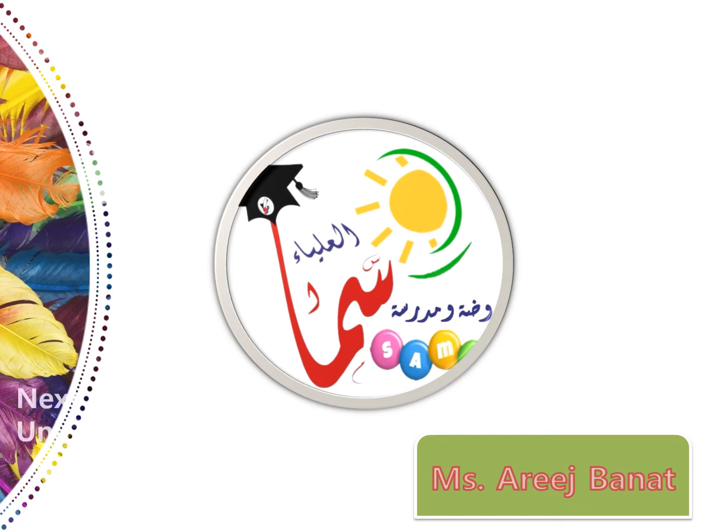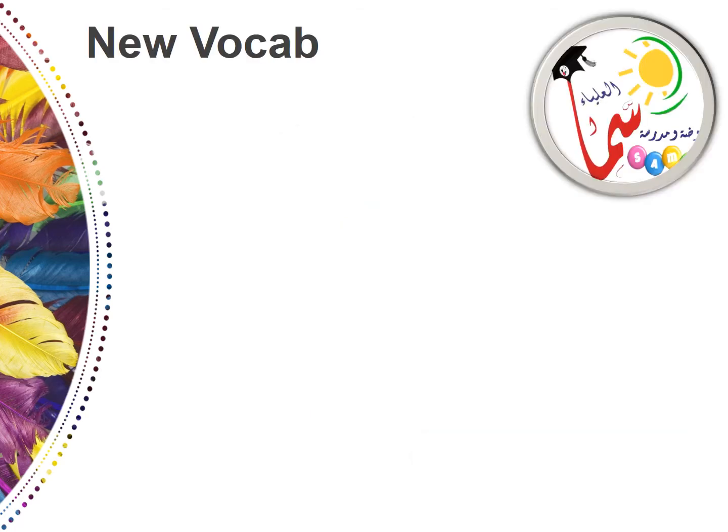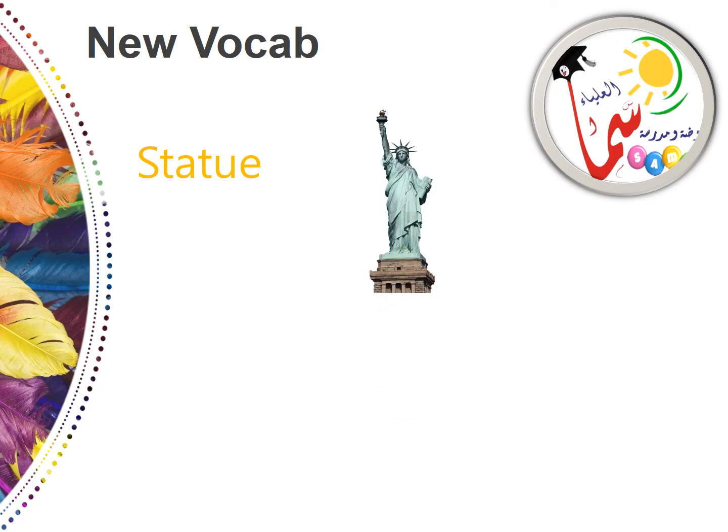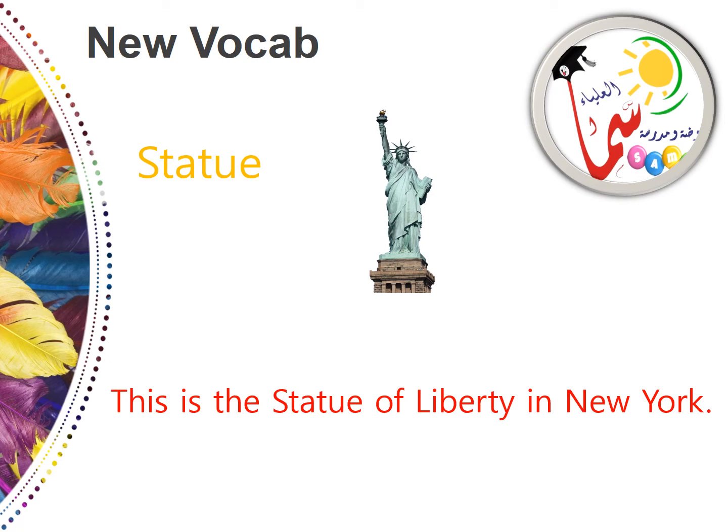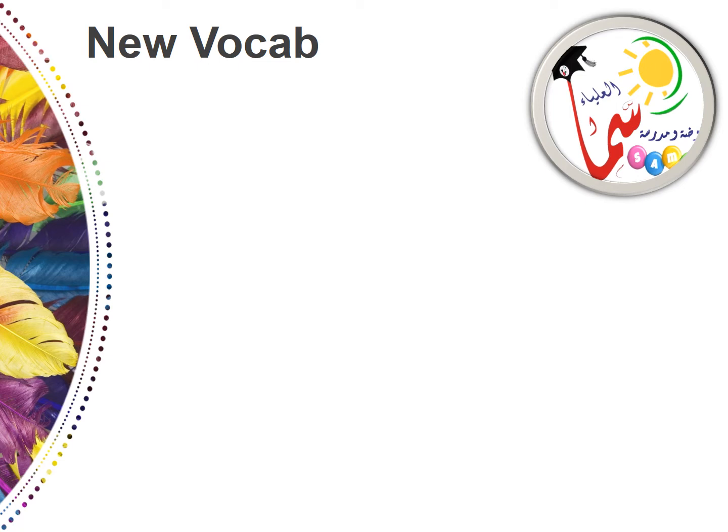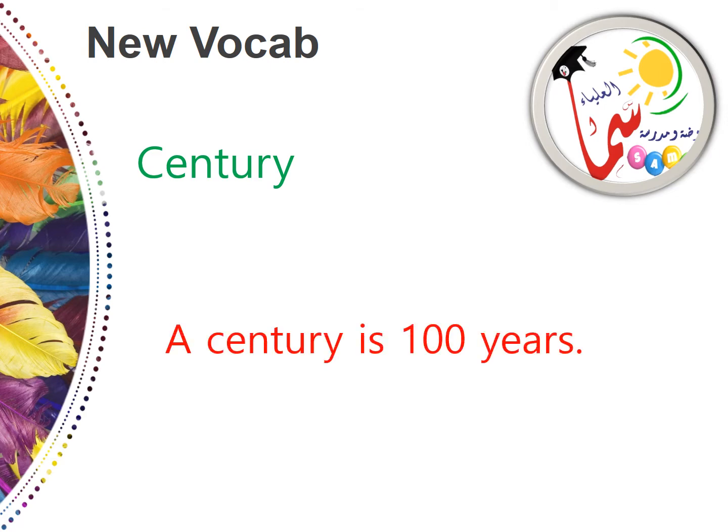And today we're going to have Next Move, Unit 8, Lesson 6. Let's go through the new vocabulary words that we have here. The first word is statue. Statue. This is a statue. An example. This is the Statue of Liberty in New York. Century. A century is 100 years.